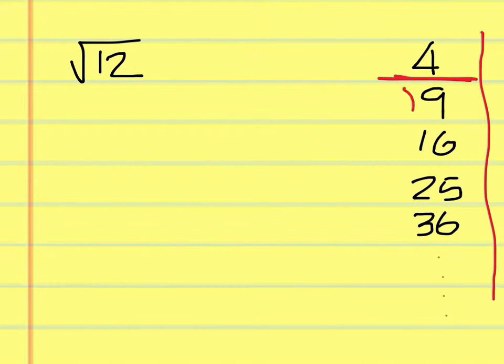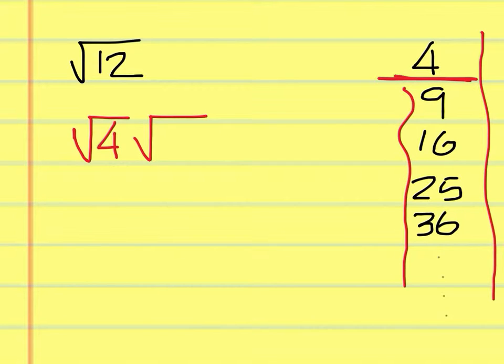4 and 9. So everything below that line is not even of any use. There's no possible way it could go into 12. The only thing we have left is a 4. Does 4 go into 12 evenly? So you could write the square root of 4, and then 4 times what is 12? That would be a 3. So square root of 4, square root of 3 is square root of 12.